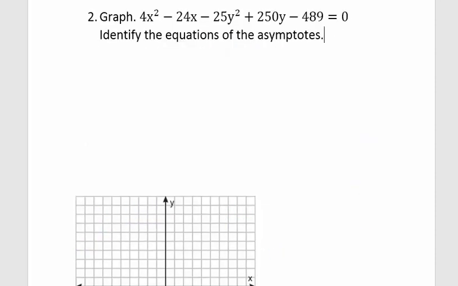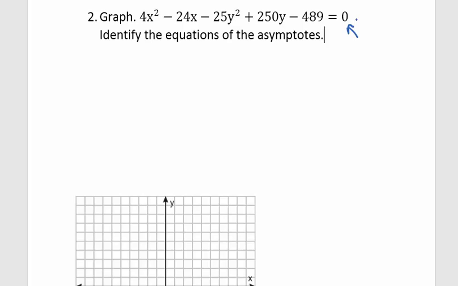Okay, question 2, I'm going to have you try to work through question 2 because we're going to put everything together. It's very similar to what we did with an ellipse. I've given you an equation and I've asked you to graph. At this point in the problem, we don't know whether we're going to get an ellipse or a hyperbola. Since we're studying hyperbolas, we're probably going to end up with a hyperbola.